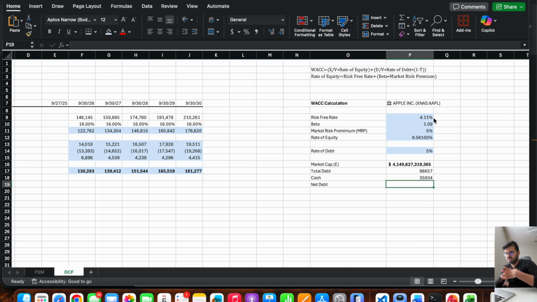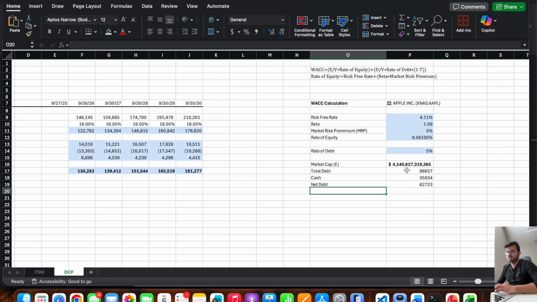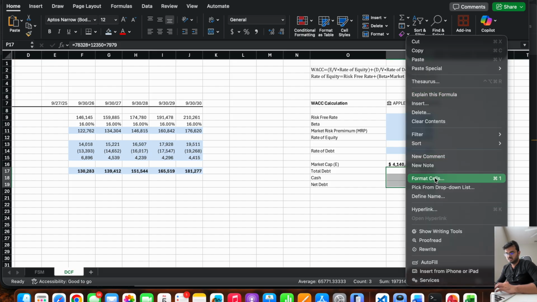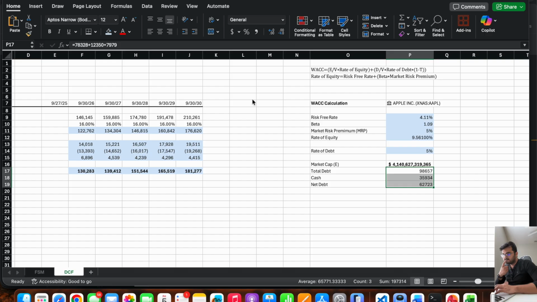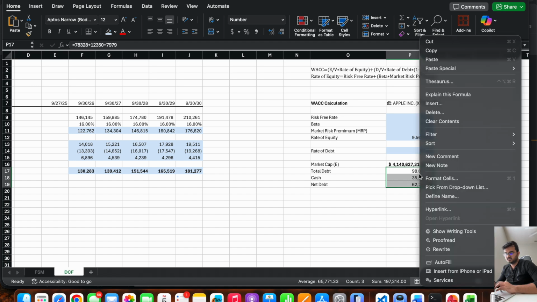Okay. Now we will get the net debt. Net debt is nothing but the difference between this and this. So now we got the debt as well. Maybe I'll just do the formatting so that it looks good. No, I don't need these numbers.